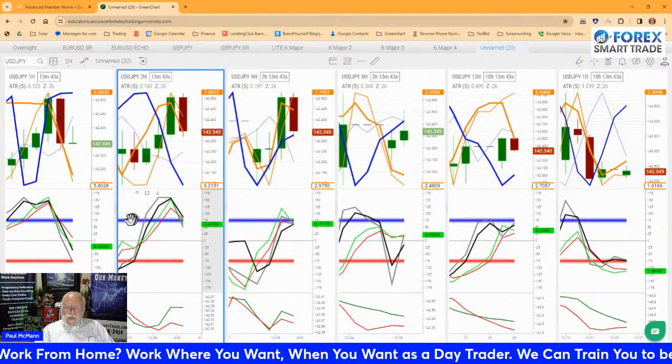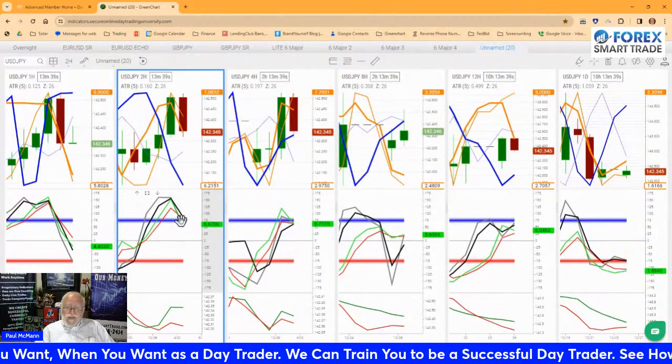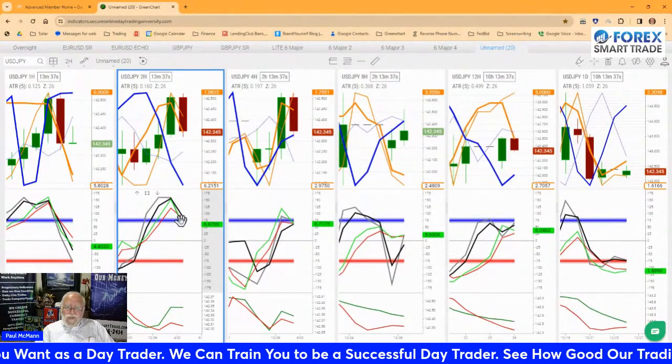So here, overbought, everybody's going down. Actually, this is not a bad signal.